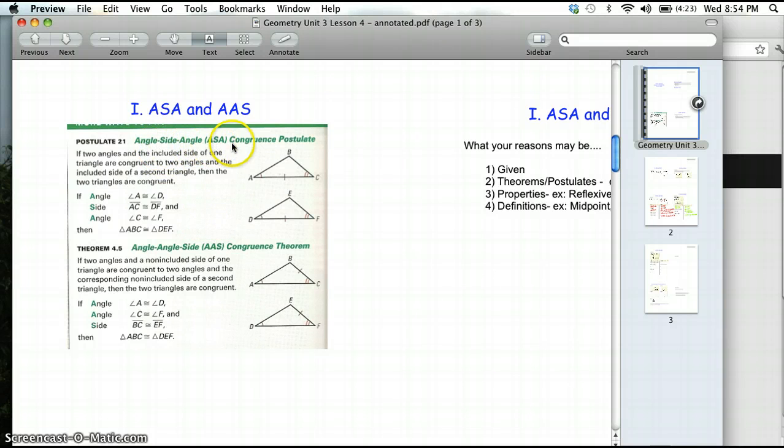Your angle, side, angle congruence postulate states that you've got two angles, so two angles on either side, and a side in the middle because it's angle, side, angle. So your side has to be in the middle of your two angles. Here we've got angle A is congruent to angle D, and side AC is congruent to side DF, and then lastly, angle C is congruent to angle F. So we can say that triangle ABC is congruent to triangle DEF based off of the angle, side, angle congruence postulate.